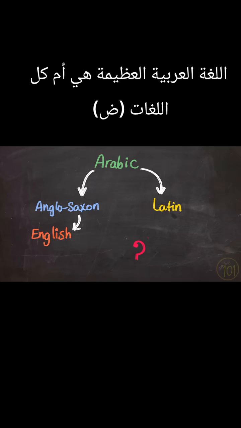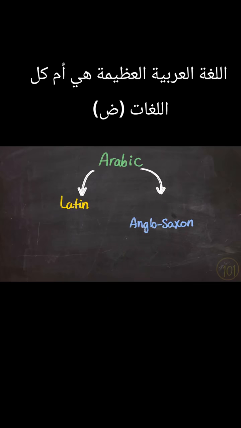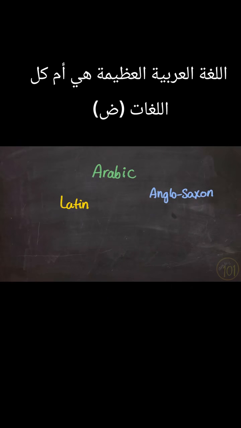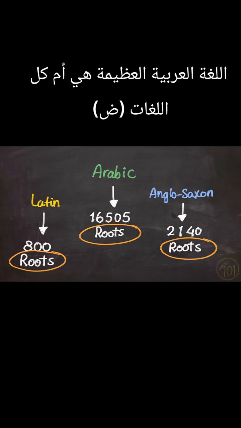But then the logical question would be, why would Arabic be the origin? Why couldn't Latin be the origin, or Anglo-Saxon, and then the other two would come from it? Well, let us consider these numbers which put things into perspective. Arabic has 16,505 roots. Latin has 800 roots. Anglo-Saxon has 2,140 roots. And in case you didn't know what a root is, it is the simplest form of a verb, from which other words can be derived.